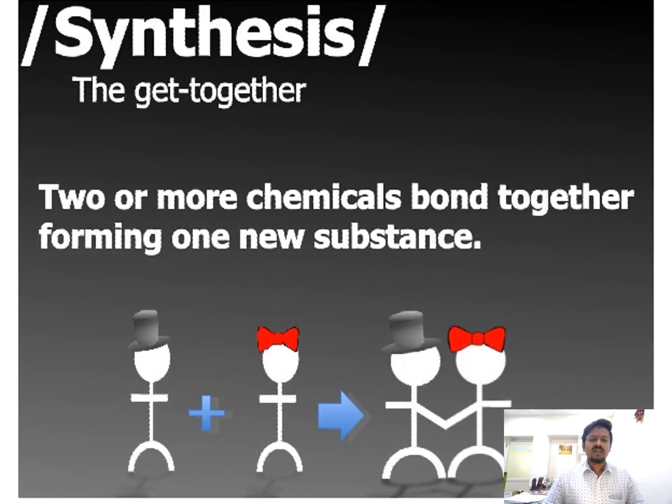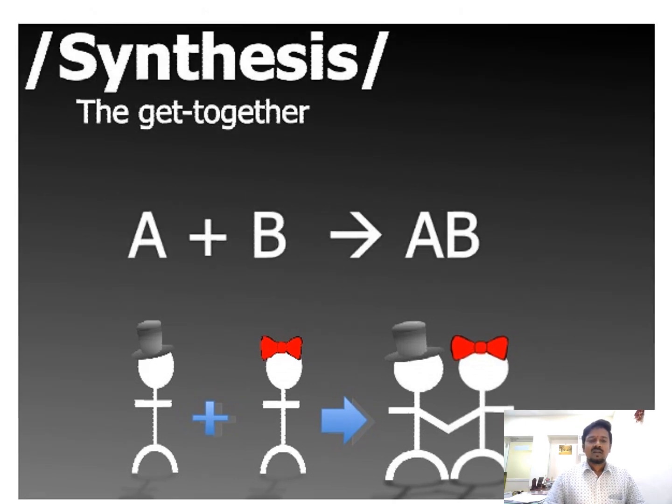We can see the types of chemical reaction one by one. First one is synthesis. What is a synthesis reaction? Two or more substances combine together to form a new substance, which is called synthesis. In chemical formula terms, it is the pattern A plus B gives AB. This is an example of a synthesis reaction. You can easily understand it by the pictorial representation in this slide.